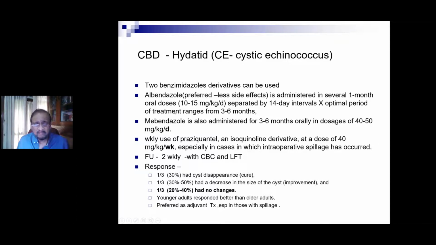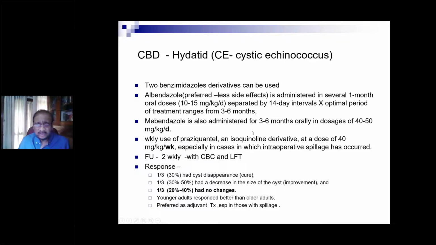Administered in several 1-month oral doses of 10 to 15 milligram per kilogram per day, separated by a 14-day interval. Very easy to remember. You give it for 14 days in 1 month, and give it for a minimum of 3 to 6 months. Nothing very problematic about it. So you can increase it to 15. So you can say 15 days per month for 6 months. Easy to remember. Simple. And the dose is 10 to 15 milligram per kilogram per day.